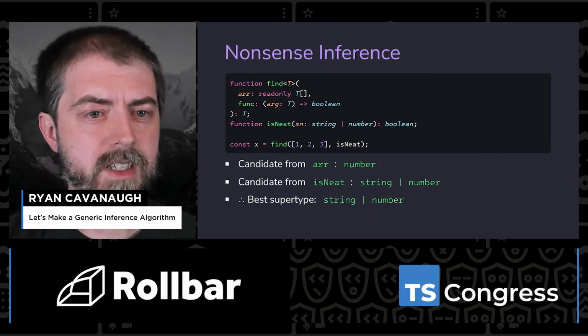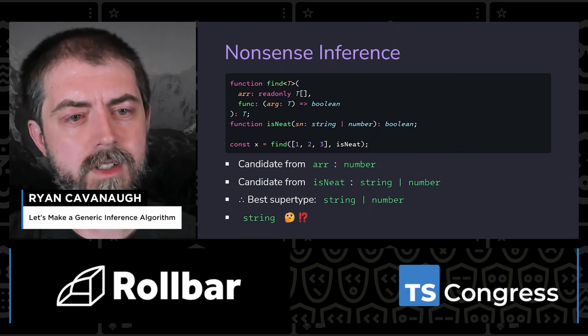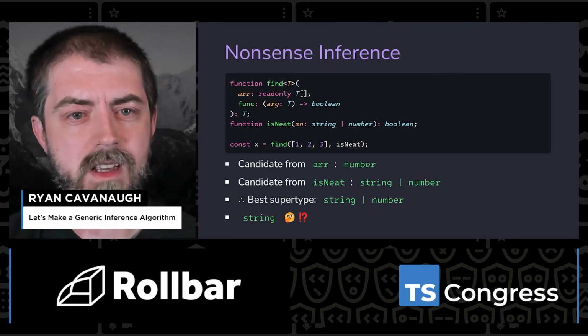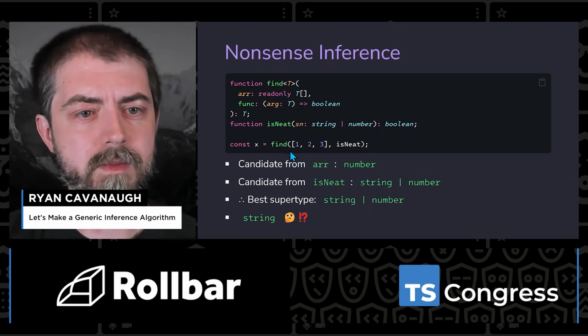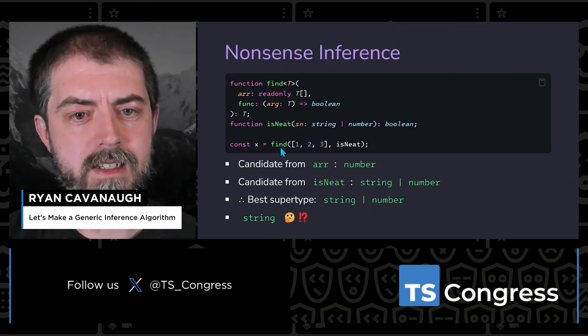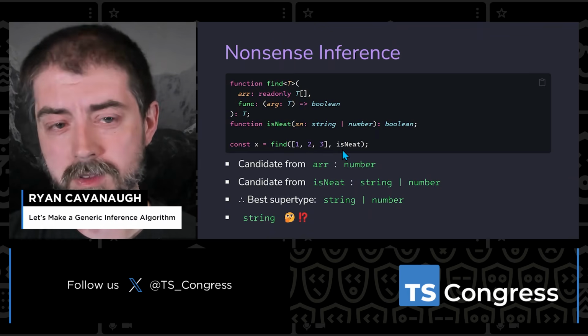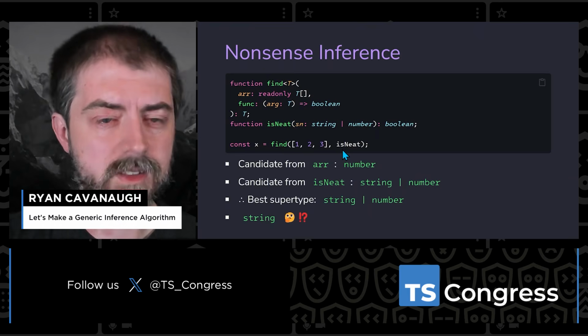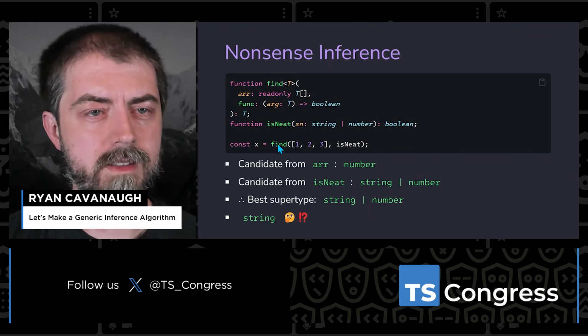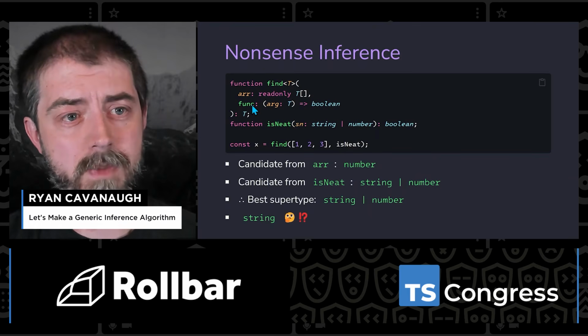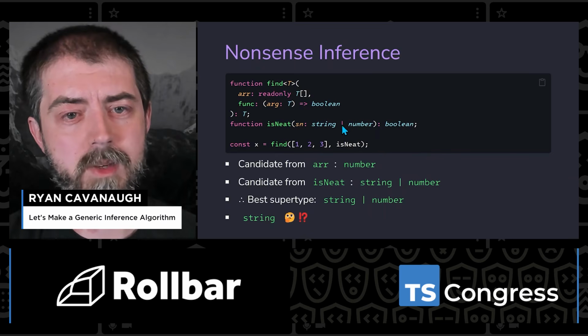Seems okay, but then you look at it for a little bit and you're like, wait a minute, what is string doing in x? We didn't give any strings to find. isNeat can't produce strings. It can only accept strings. Find at runtime has no way to even inspect find and figure out what its argument type is.